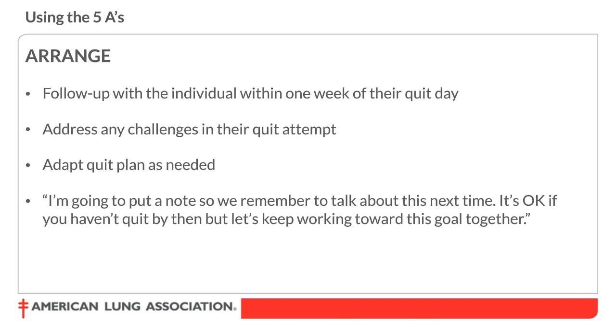Some changes may be necessary to ensure the right combination is in place to give the best possible chance of that individual's success. You can do that by stating the following. I'm going to put a note so we remember to talk about this next time. It's okay if you haven't quit by then, but let's keep working toward this goal together.